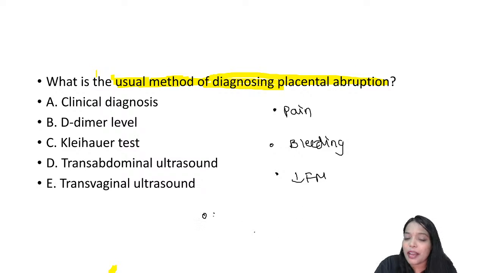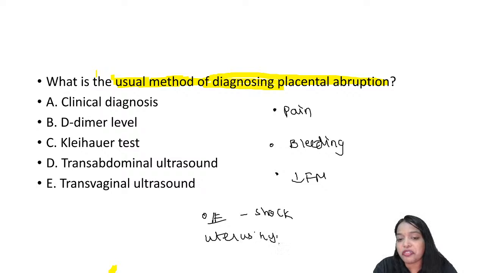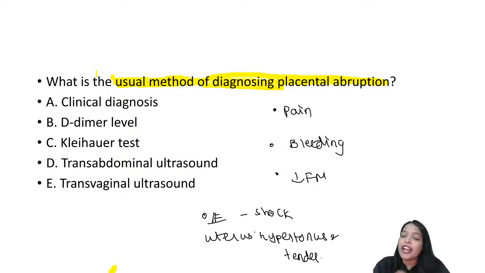After that, on examination, you will see the patient will be in shock. Further confirmation: uterine hypertonus. The uterus is contracting fully and it is tender. I cannot palpate the fetal parts. FHR shows fetal distress to fetal death. With this clinical history, I want to confirm my diagnosis of abruption. What is the next thing I should do?